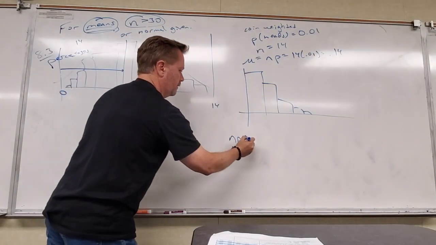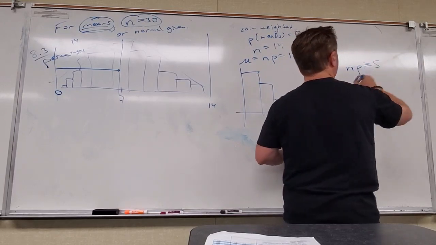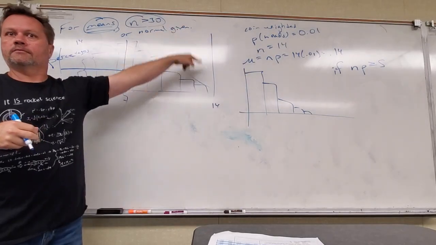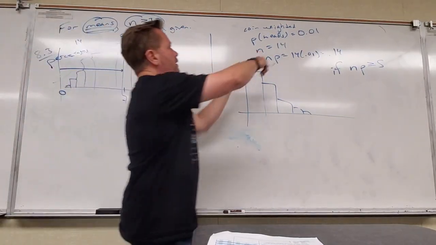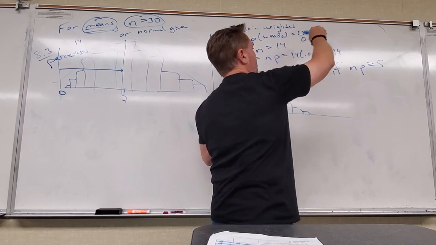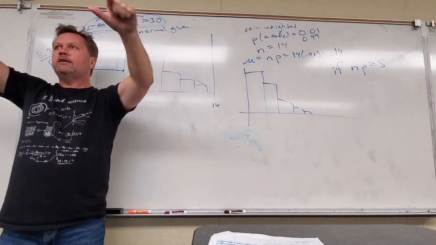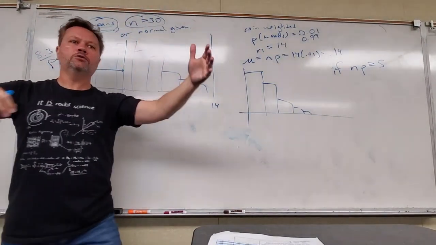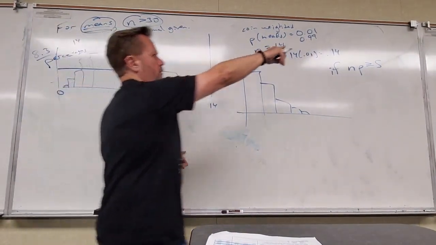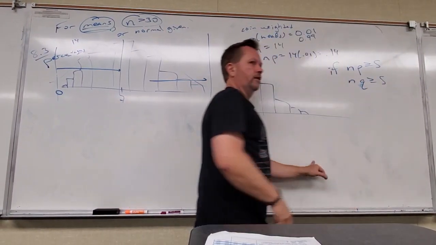If NP is at least 5, that's good. But isn't there another wall? If P is 0.01, what's Q? 0.99, right? So not only do I have to check NP, I have to check NQ. I've got to make sure that I don't run into the other wall. So NQ also has to be at least 5.